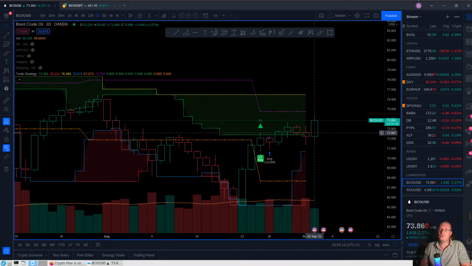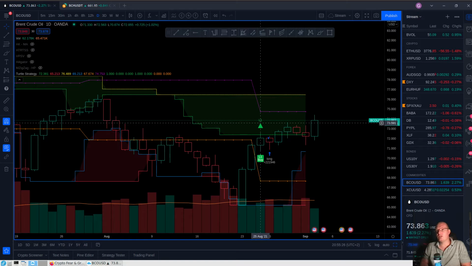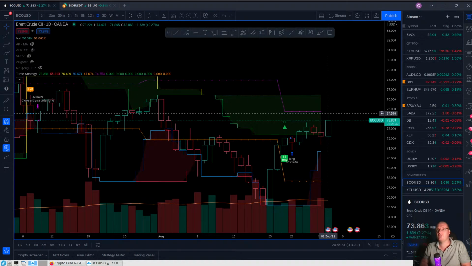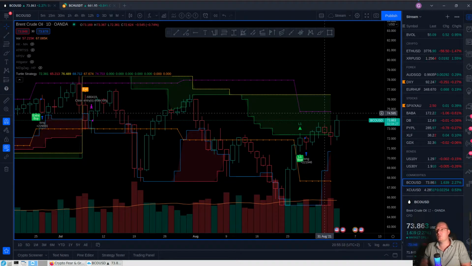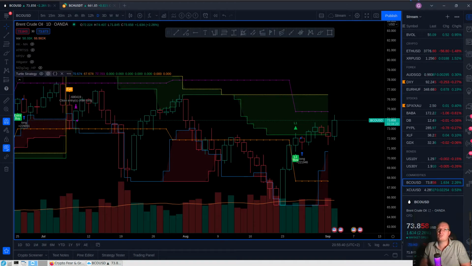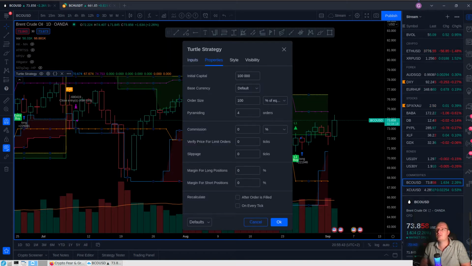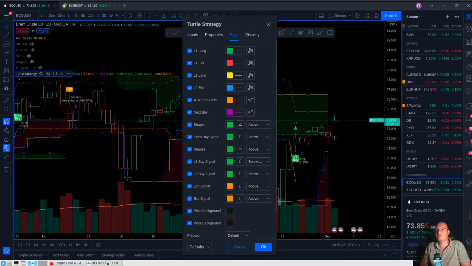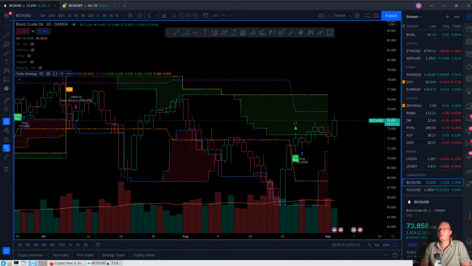So what you can do now is you can also wait a bit for a retracement so that we are closer to the original open position, or you can wait until we have the extra buy signal. So I believe that one will be triggered if we close above this purple line, because that should be the next buy trigger. Yeah, next buy, that's the purple line.